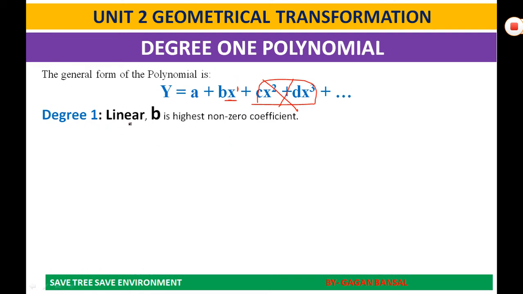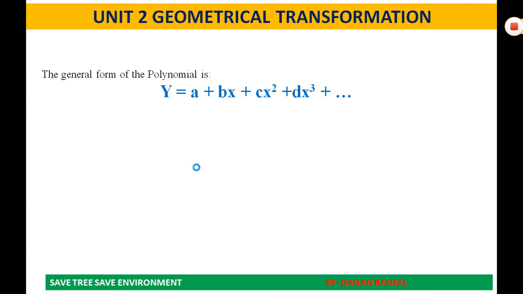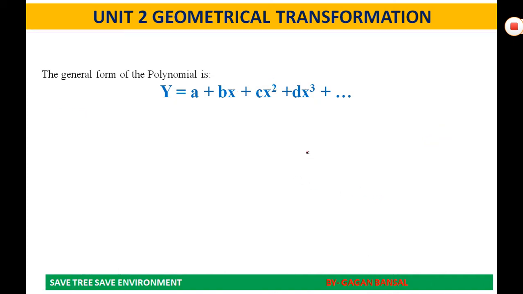So degree 1 means linear, and b is the highest non-zero coefficient. For example, y equals 1 plus 2x, that is the equation of a line. Y equals a plus bx, and in this case a line is uniquely defined by 2 points. So this line represents the curve which is a 1 degree polynomial. It can be inclined at any angle from 0 to 360 degrees in xy coordinates.